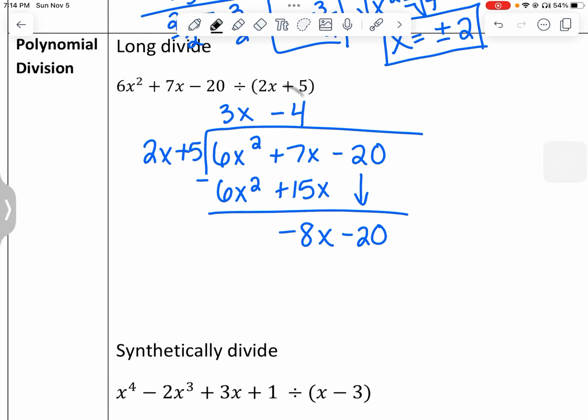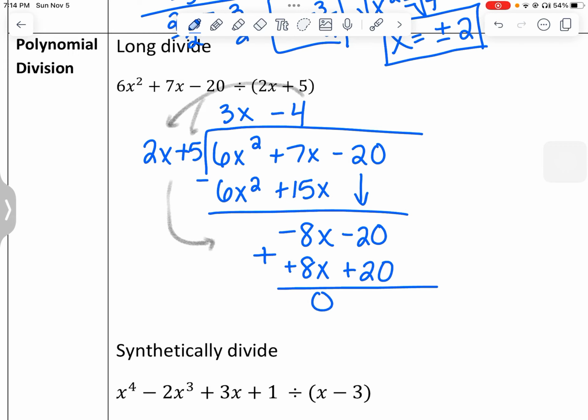And then we take that negative 4 and we multiply it to both here, and we're going to put that here. So negative 4 times 2x would be negative 8x, and then negative 4 times 5 is negative 20. And then we're going to be subtracting, which really is adding the opposites, which make this come out to 0. So there is no remainder. And so then the top here is our answer. So this equals 3x minus 4.